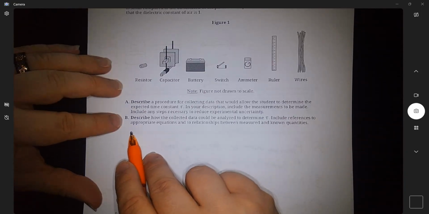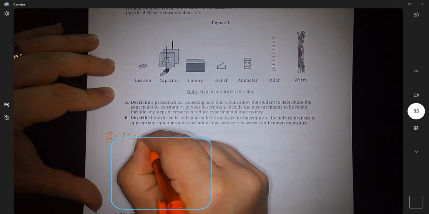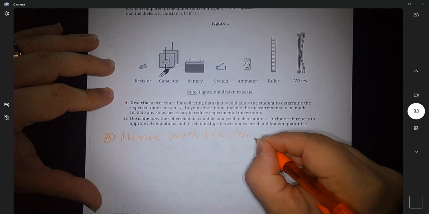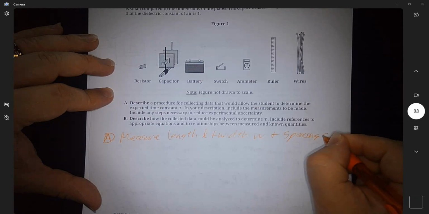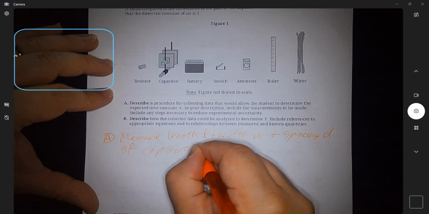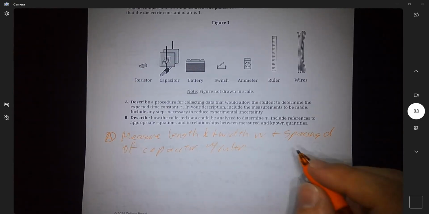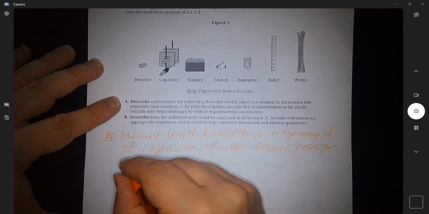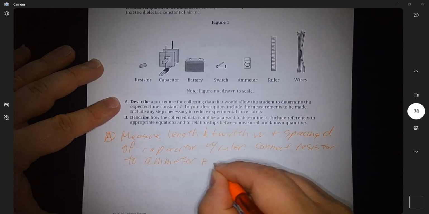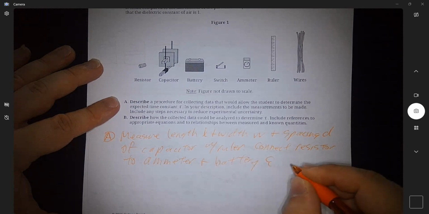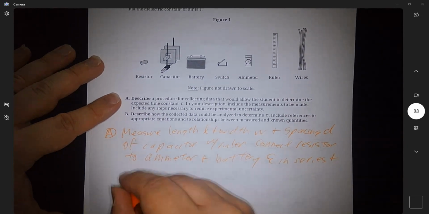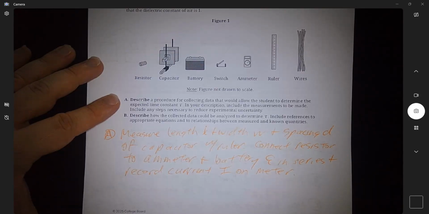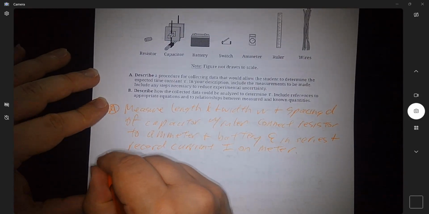Okay, so I guess what I'm going to say for part A is you're going to measure the length L, width W, and spacing D of the capacitor with the ruler. Then connect the resistor to the ammeter and the battery EMF E in series and record the current I on the meter. It didn't say make a graph, so I'm not going to do repeated measurements or anything like that. But here's what I'm going to say.